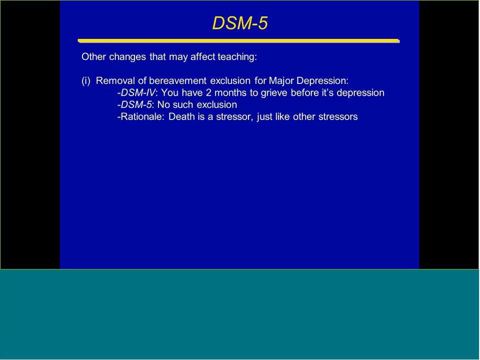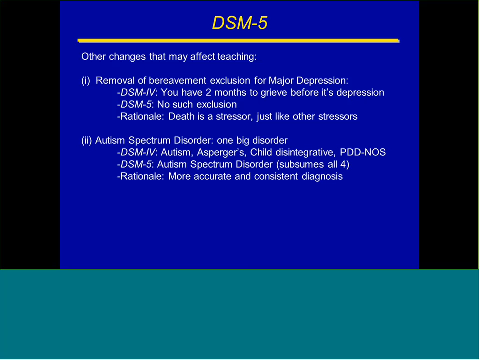The rationale here is death is a stressor just like other losses or negative life events are stressors. And if we're trying to classify disorders as true illnesses, or understand them as true illnesses, the type of stressor should be irrelevant. There's now an autism spectrum disorder, which puts 4 different disorders from DSM-IV under one umbrella. In DSM-IV, we had autism, Asperger's syndrome, childhood disintegrative disorder, and pervasive developmental disorder not otherwise specified. In DSM-V, they're all under one umbrella. So there's no more Asperger's syndrome. They're all just autism spectrum disorder.